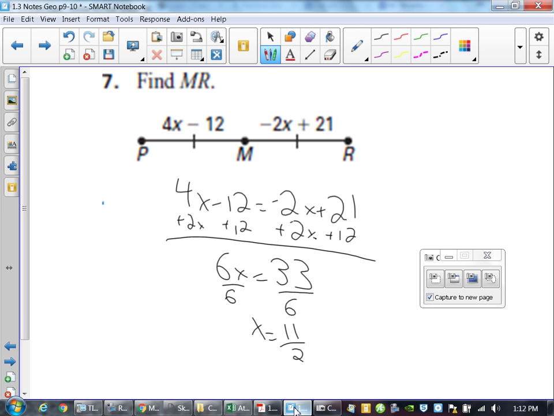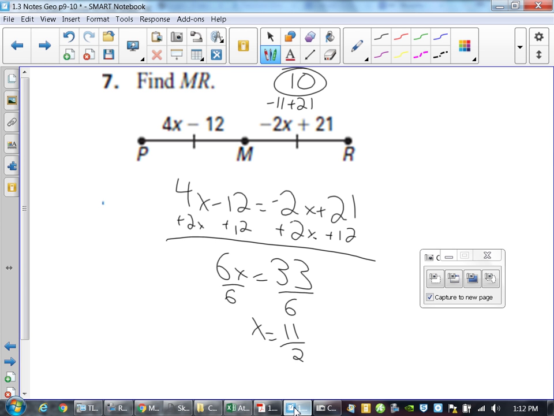But remember, it's not just 5.5, it's asking to find MR. So if you have 5.5 and you double it, what do you get? 11. But it'll be negative 11 because it's negative 2x. What's negative 11 plus 21? It's 10.